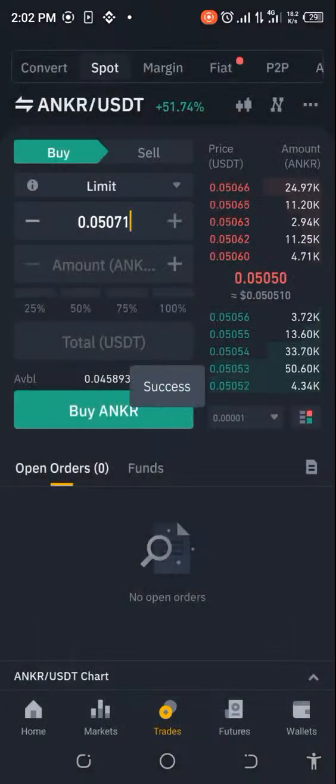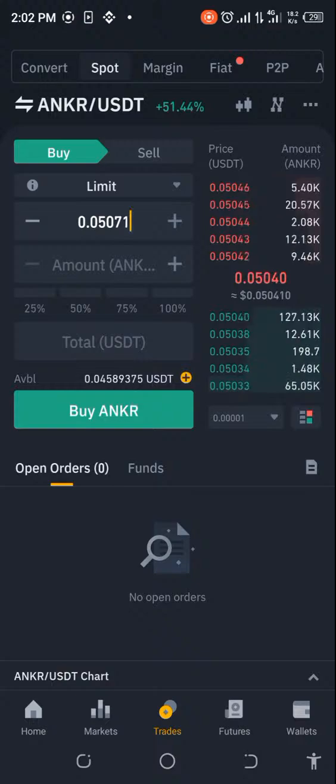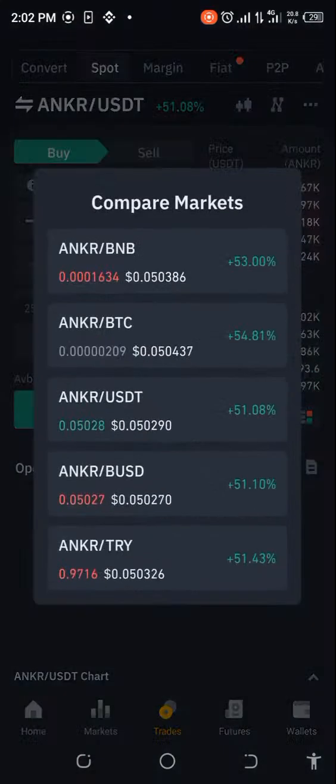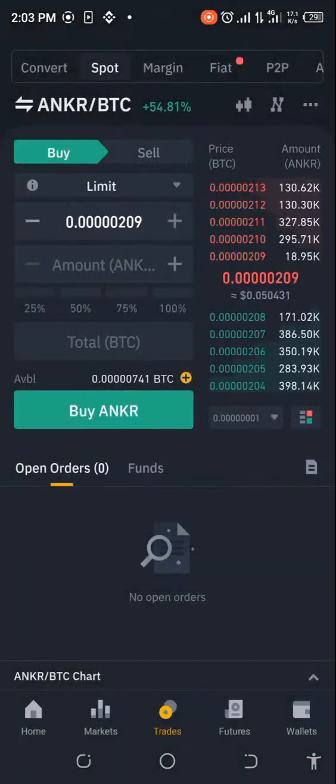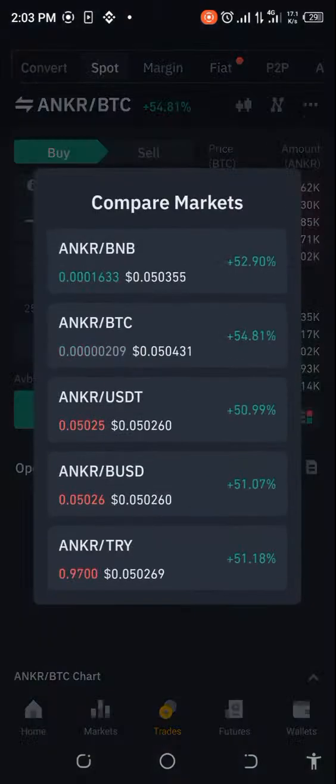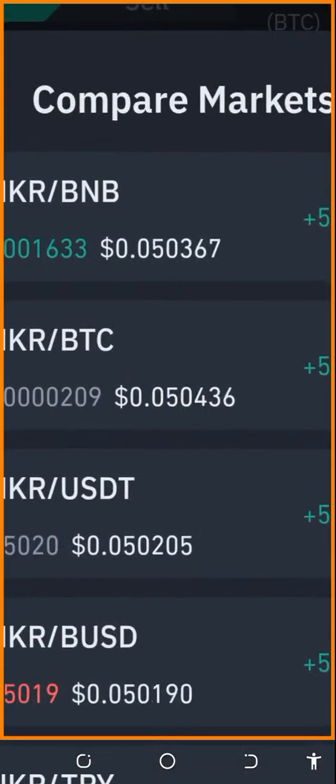Awesome. We have gone ahead and bought it at 0507. Okay, so let's go to the compare markets and pick on BTC. Let's check what it is because we want to make sure that we don't sell it at a loss. So it's currently on 0504.